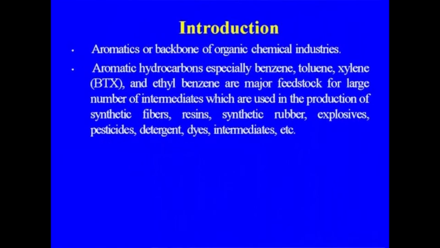So, as we discussed, ethylene is the king of the chemicals, and aromatics is the backbone of the organic chemical industry. Before the coming of the cracker, there were aromatics in some form or other, and one of the routes was coal oven gas, coke oven gas. Already we discussed the coal chemicals and the different types of aromatics which we get, and now we are talking about orthoxylene for phthalic anhydride.